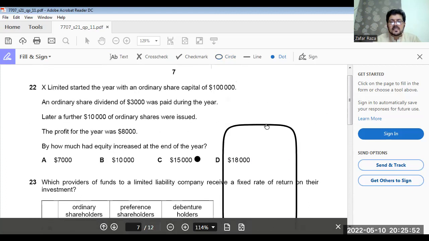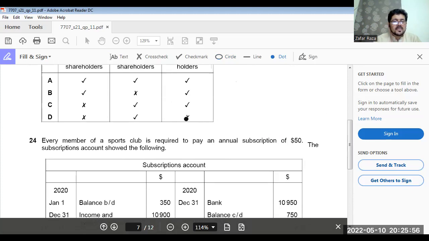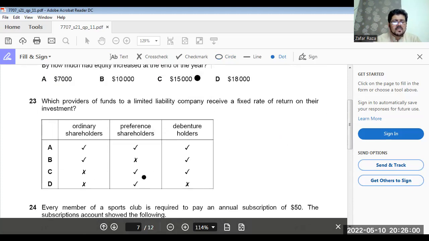Fixed rate of return. Okay. So preference shareholders and debenture holders get a fixed rate. C option should be the answer. Ordinary shareholders do not receive a fixed rate of return.